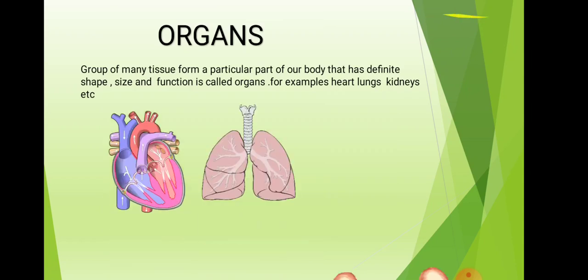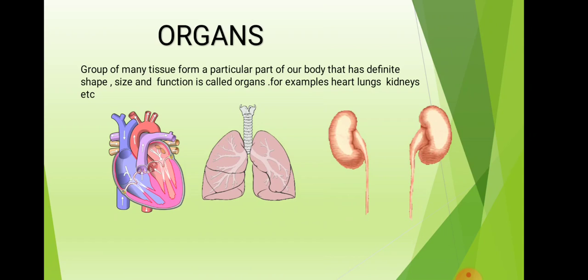Similarly, other very important parts of our body are called organs. These organs are formed by the combination of many tissues. A group of many tissues forming a particular part of our body that has a definite shape, size and function is called an organ. For example, our heart, lungs and kidneys are formed by collections of many tissues and they have specific functions.